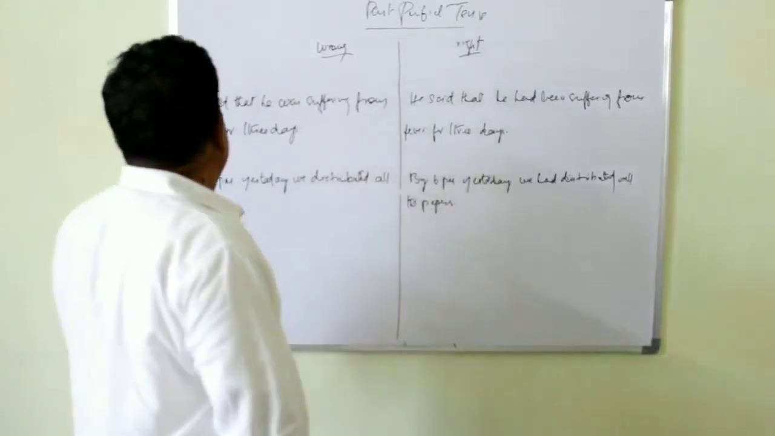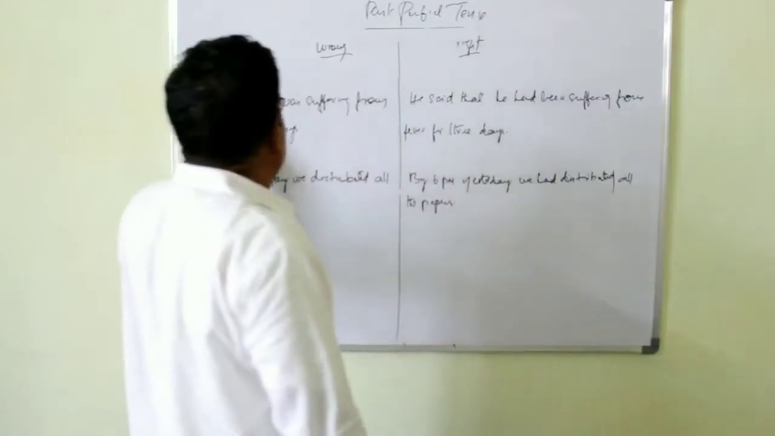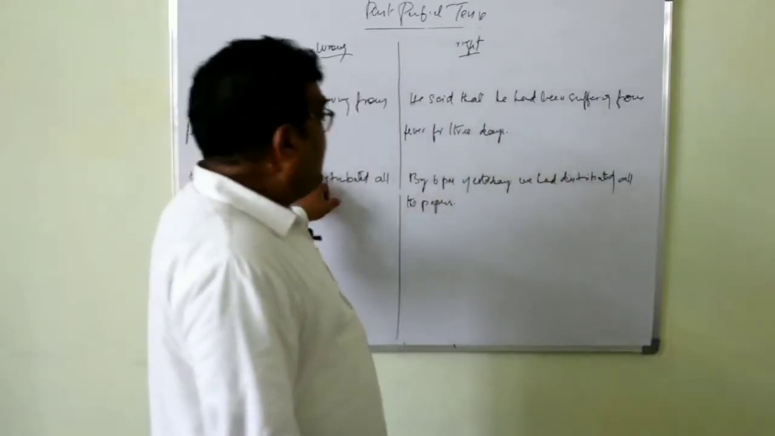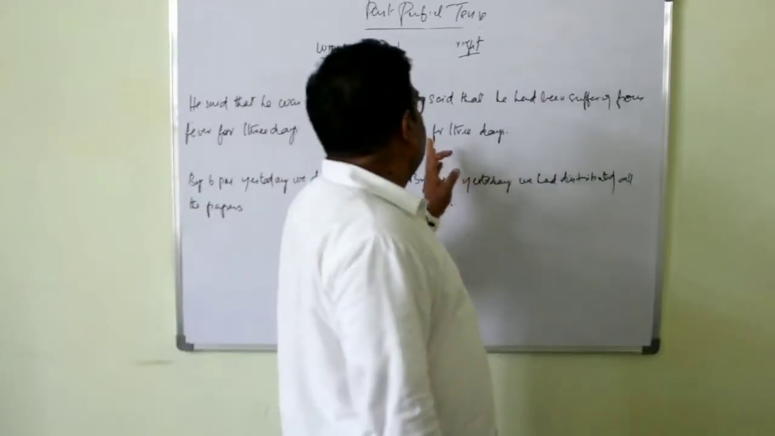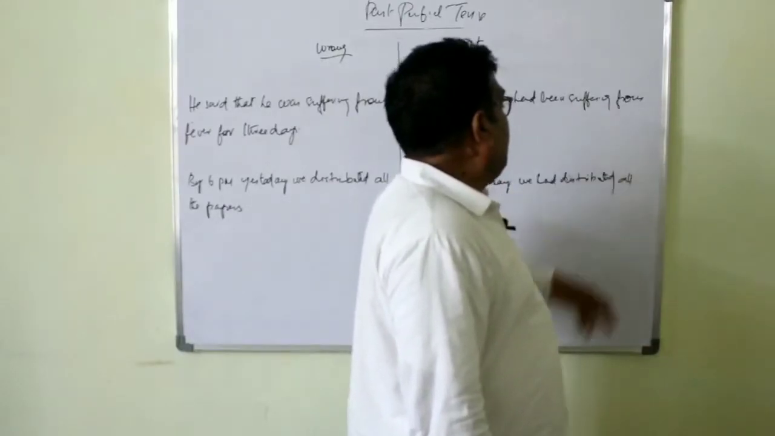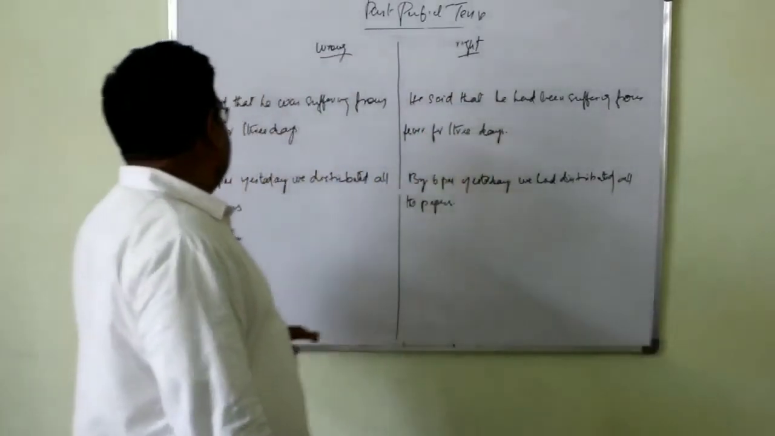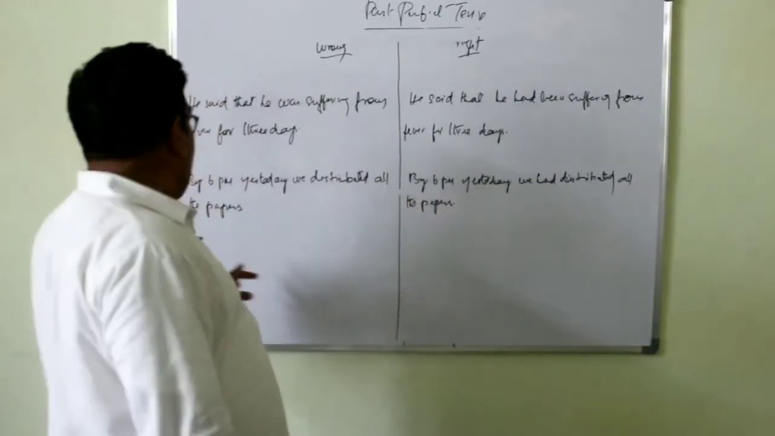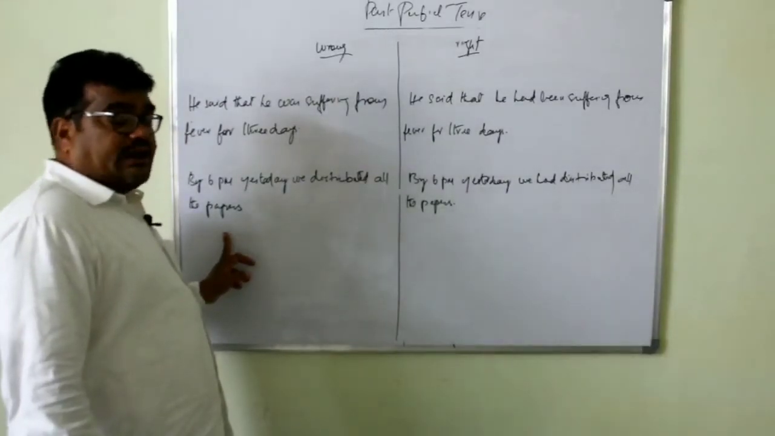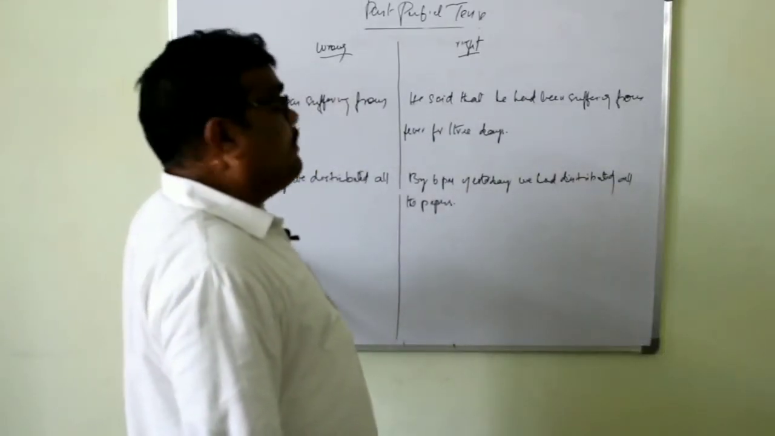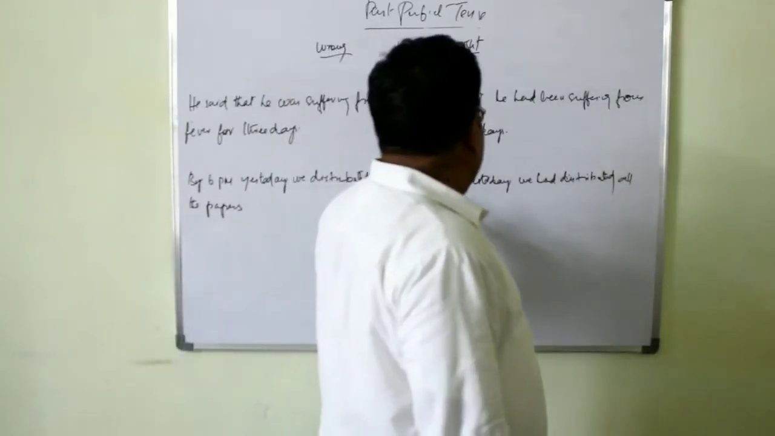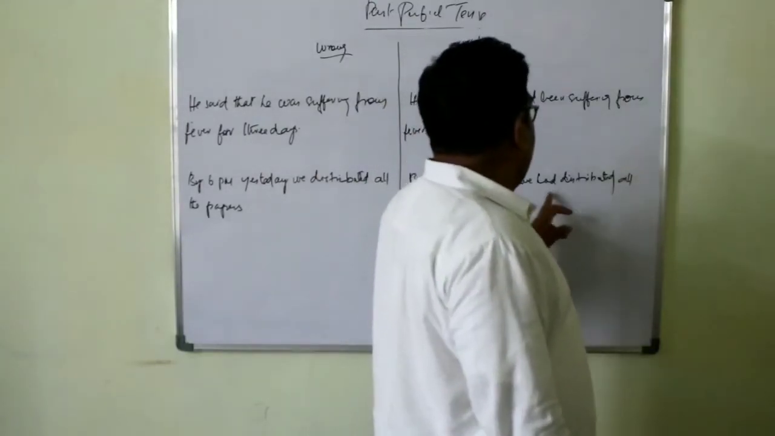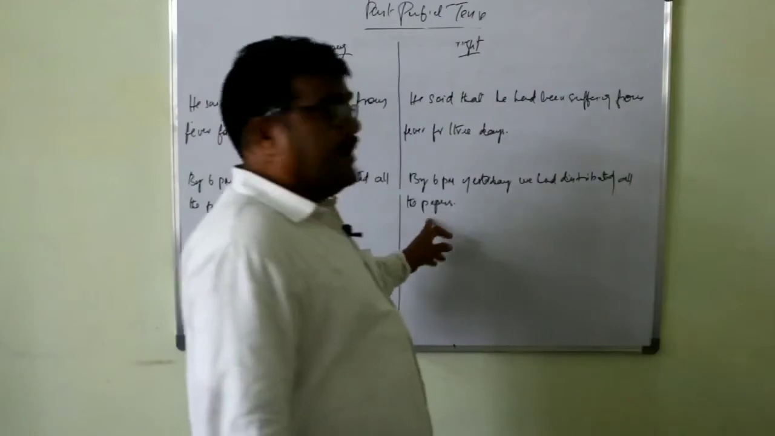Some more examples. He said that he was suffering from fever for 3 days. Better to use past perfect continuous tense: he said that he had been suffering from fever for 3 days. Another example: by 6 p.m. yesterday, we distributed all the papers. It is not an isolated action, so better to use past perfect tense. The right sentence will be: by 6 p.m. yesterday, we had distributed all the papers.